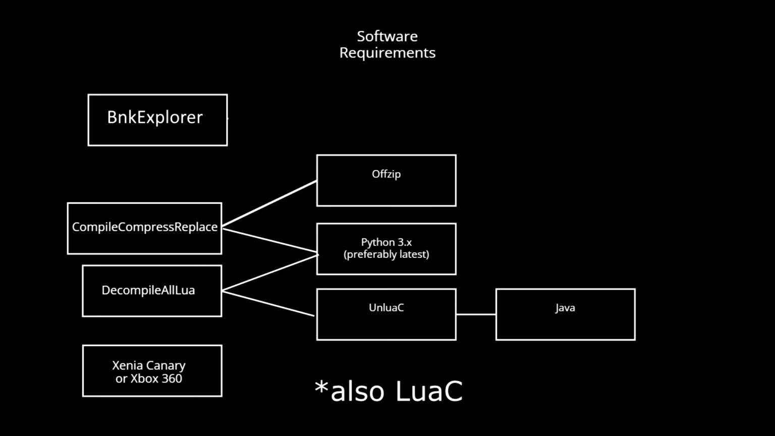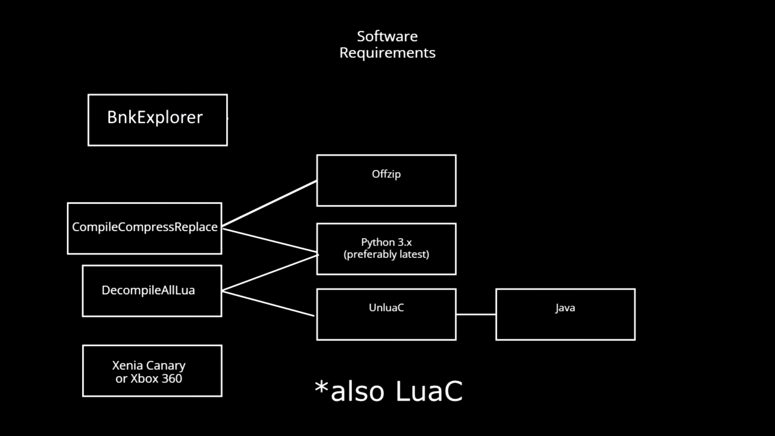CompileCompressReplace.py. This is my Python script that allows you to replace the game's Lua scripts that are in the bank files. You'll use this to mod the game. CompileCompressReplace requires Python 3.6 or later. Install this and make sure it automatically opens files with the .py extension. I wrote this in 3.6. I can't guarantee it works on any other version, but you can give it a try.